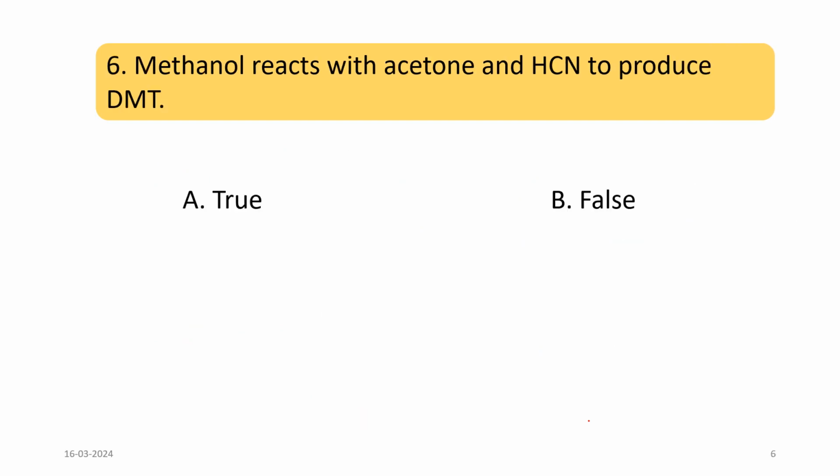Next question. Methanol reacts with acetone and HCN to produce DMT. Is it true or false? DMT means dimethyl terephthalate. So methanol reacts with acetone and HCN to produce DMT. Is it true or false?